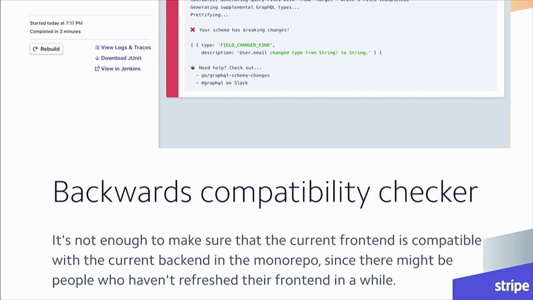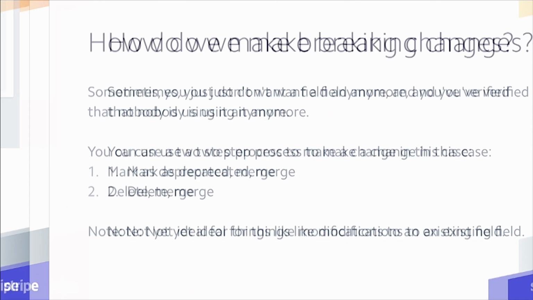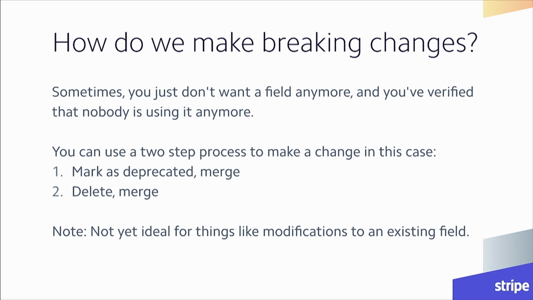So we actually have built this into our CI component where if you change the schema in any way, it yells at you and says, don't do that. But then you say, okay, well, how do you actually make breaking changes then? Sometimes if you don't want a field and you've verified no one's using it, we can have a simple two-step process. We mark a field as deprecated, then we merge, and then once we're sure that no one's using that field anymore, which we can do via monitoring with GraphQL, we can just delete it. This is not ideal for things like modifying an existing field, but we're working on things like that.